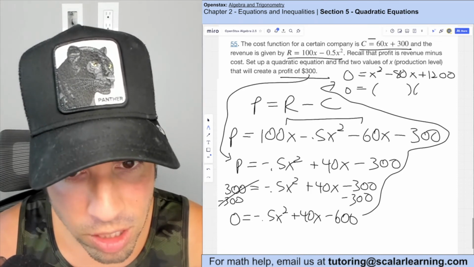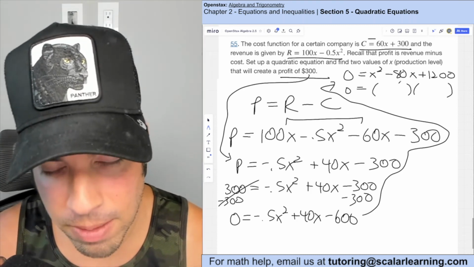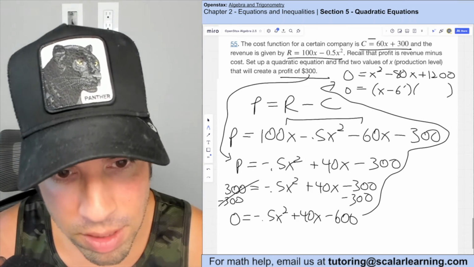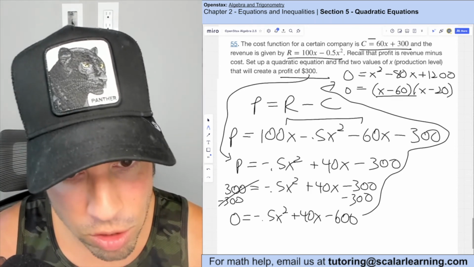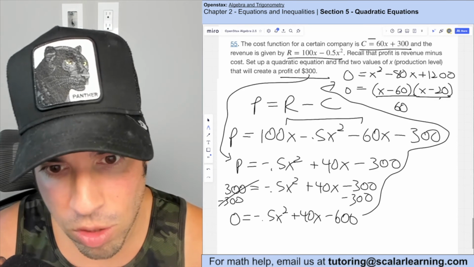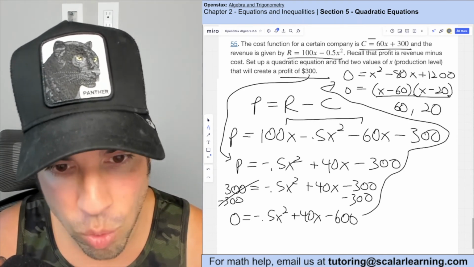Now I'm going to factor this by asking what multiplies to 1200 and adds to negative 80. That's going to be negative 60 and negative 20. Now to solve, what makes this go to 0? 60. What makes this go to 0? 20. So the two values of production are 60 and 20.